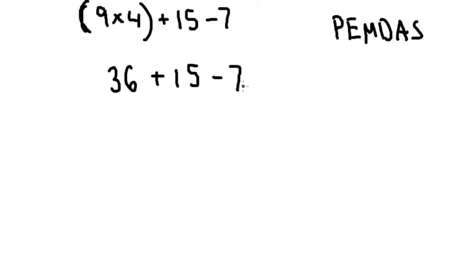minus 7. So now we have two operations left, a plus and a minus. So in the order, A comes before S. So we want to do addition before we do subtraction. So let's do 36 plus 15. We'll come over to the side. 36 plus 15. 6 plus 5 is 11, so put the 1 down and carry the 1. 3 plus 1 is 5, so 36 plus 15 is 51.